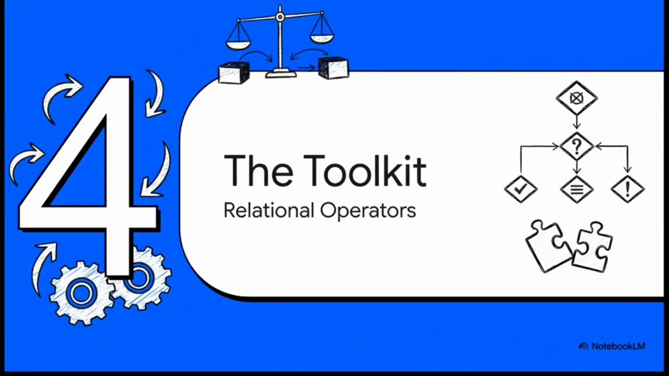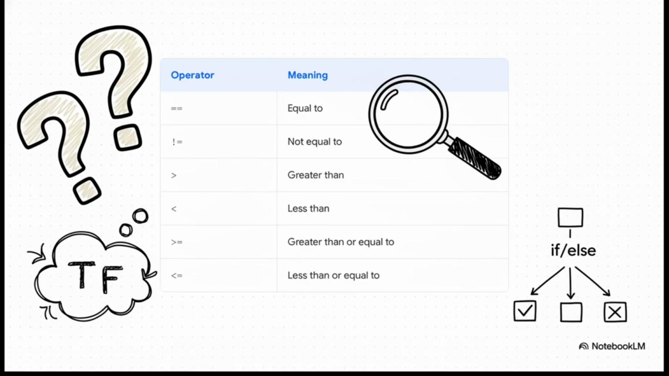Okay, so math is great, but programs need to do more than that. They need to make decisions. They have to compare things. And that's exactly where our next set of tools, the relational operators, come in. So unlike the math operators, these don't give you a number back. They answer a question with a very simple true or false. And hey, pay close attention to that double equal sign for equal to. Using just one equal sign here is a super common mistake for beginners.